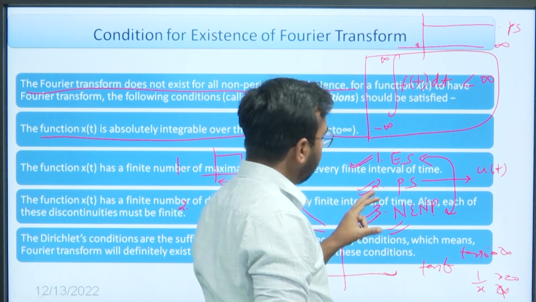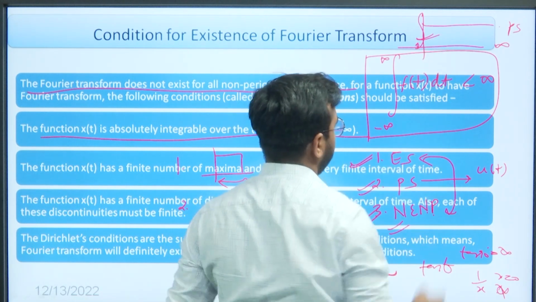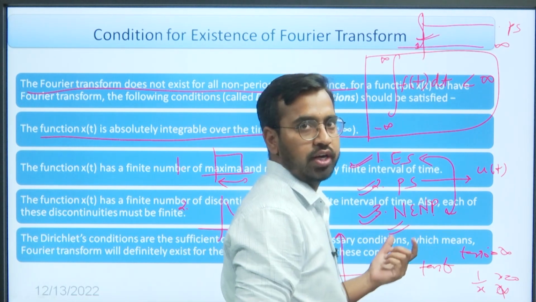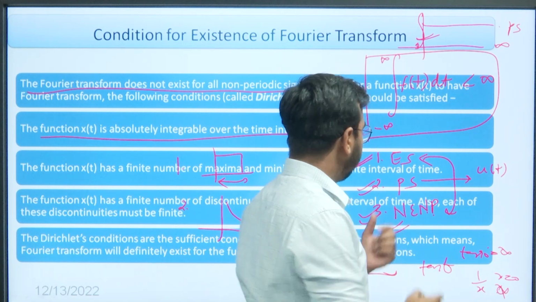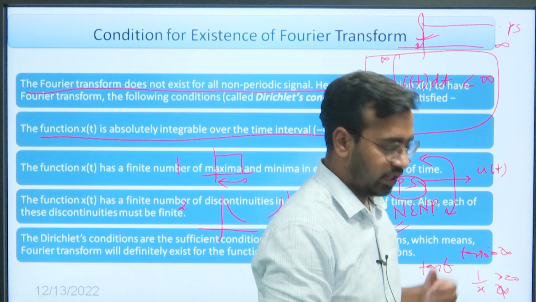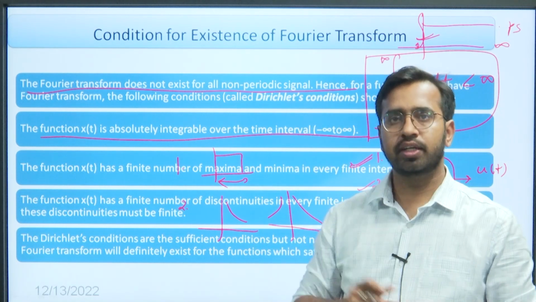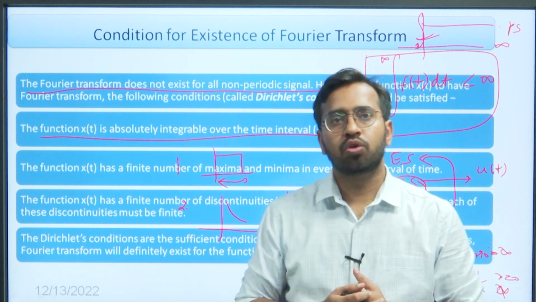So, if you try to integrate this power signal, you will not be able to find a finite value; it is not absolutely integrable. Power signals are not absolutely integrable, because we cannot integrate the unit step signal. So what does it mean?